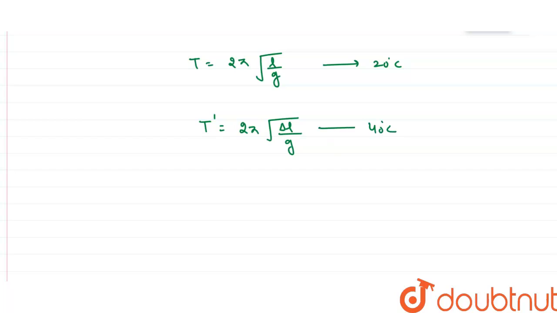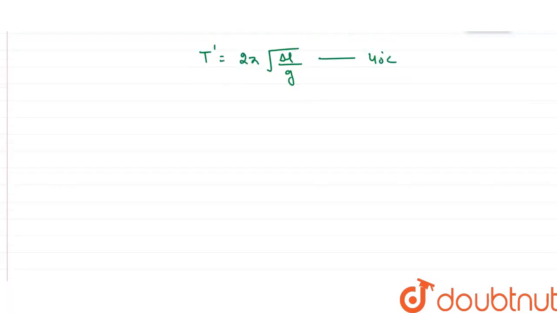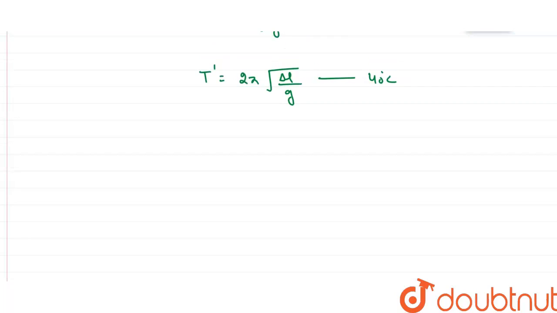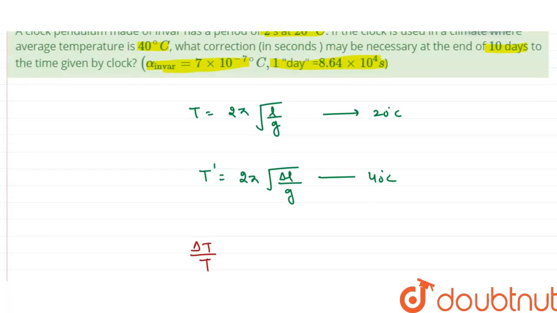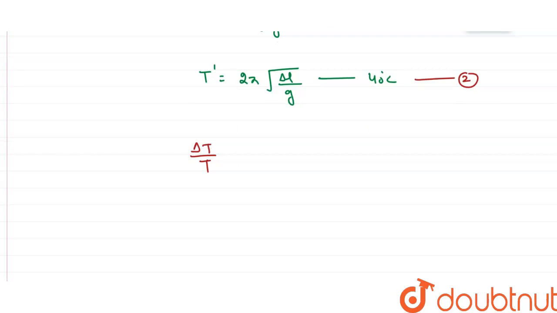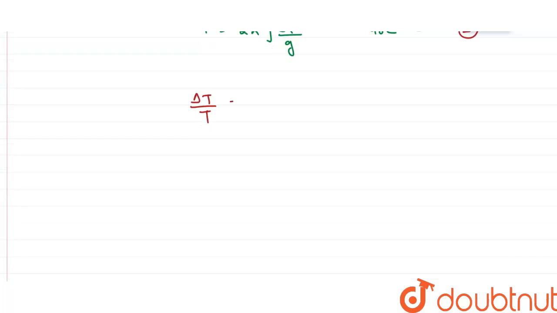Now, if I calculate the change in time period, that is delta T upon T, suppose this is my equation 1 at 20 degrees centigrade, and this is my equation 2 at 40 degrees centigrade. Delta T is the change in time period, that is T dash minus T upon T. If I calculate T dash minus T upon T, then the value will come out to be half delta L upon L. Okay, so this is the value.